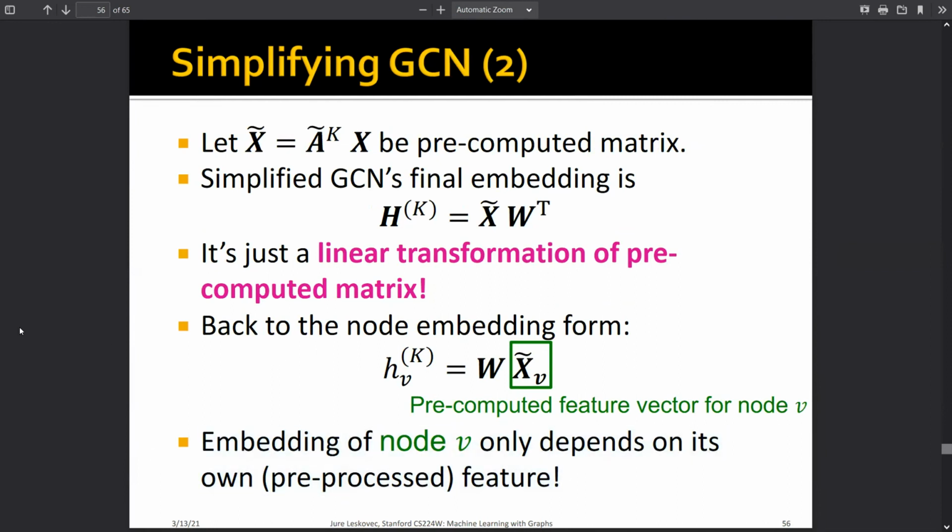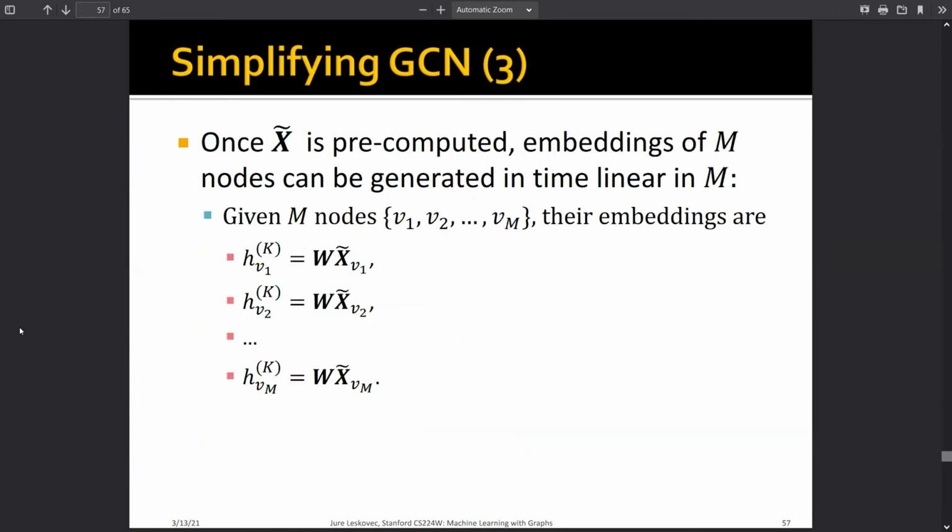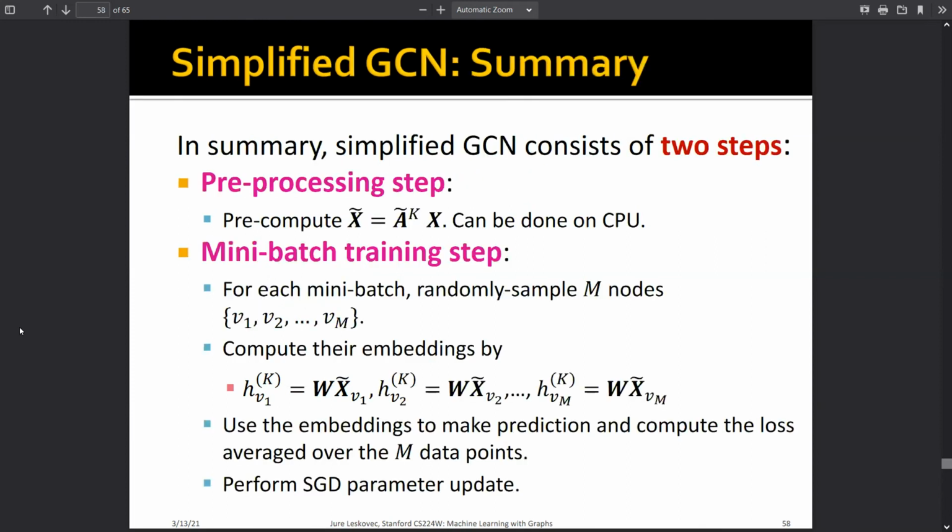Because there is no learnable parameter here, this is just matrix multiplication, basically. Once X hat is pre-computed, embeddings of M nodes can be generated in time linear in M. Understood. So in summary, simplified GCN consists of two steps: a pre-processing step and a mini-batch training step.